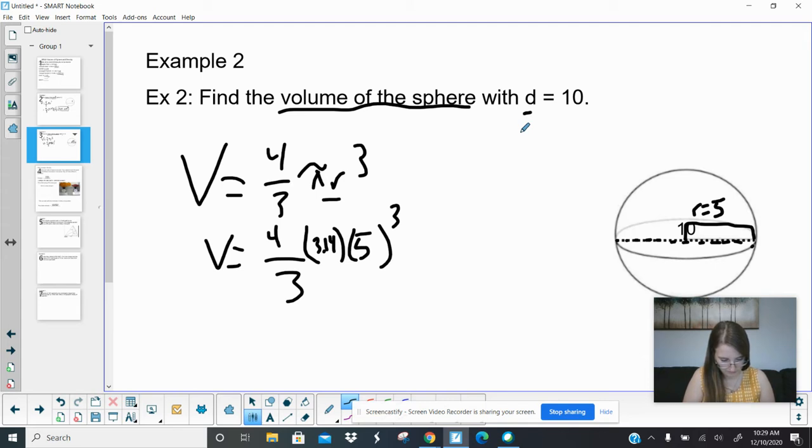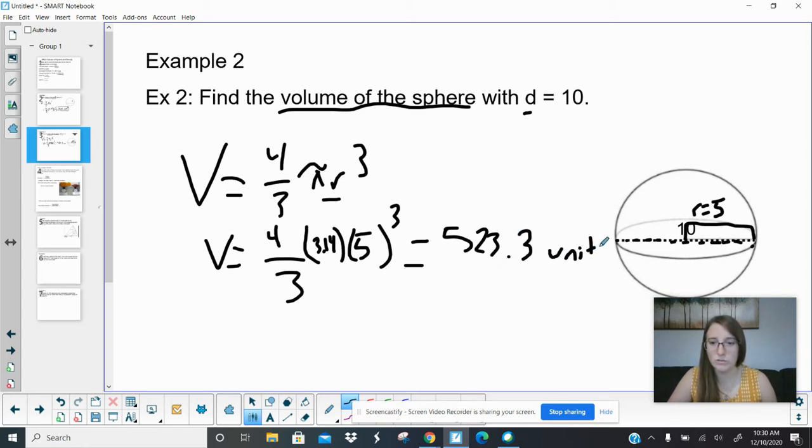Sorry, I'm making mistakes here. Sweet. 4/3 times 3.14 times 5 to the third. There we go. Okay, there should have been plenty of time for you to get your answer. You should get 523.33. Again, this is going to be units cubed.